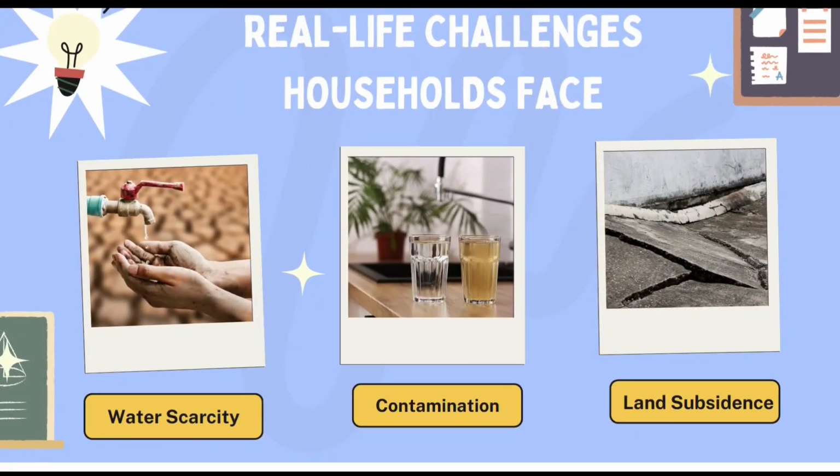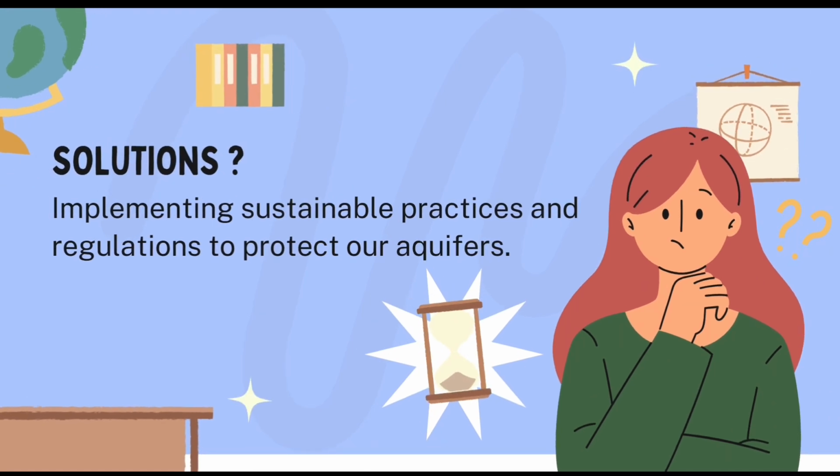Now that we have seen how aquifers work, let's talk about the real-life challenges households face. First, water scarcity. Second is contamination. Third and lastly is land subsidence. So how can we solve these issues? We can implement sustainable practices and regulations to protect our aquifers.